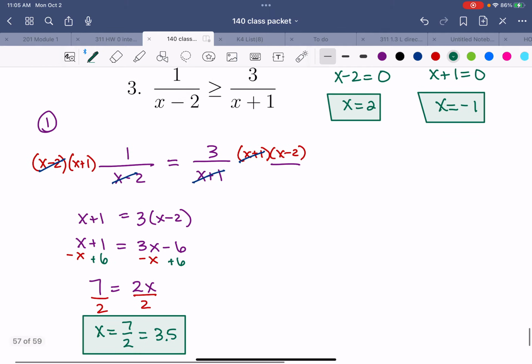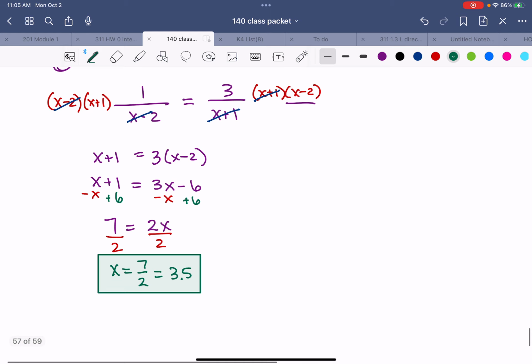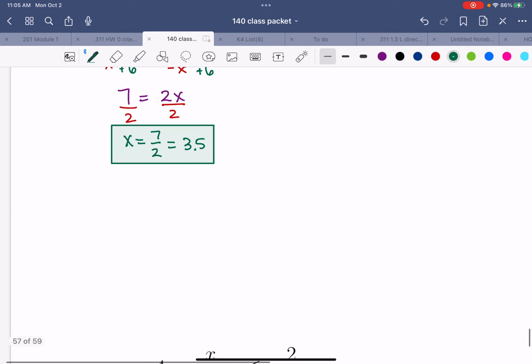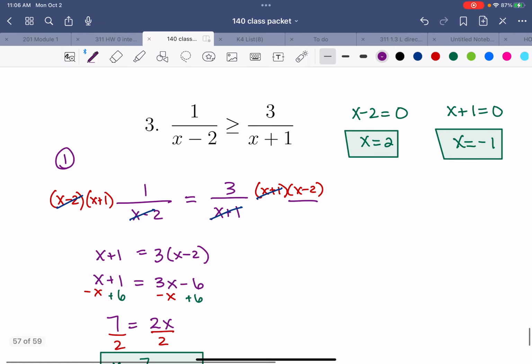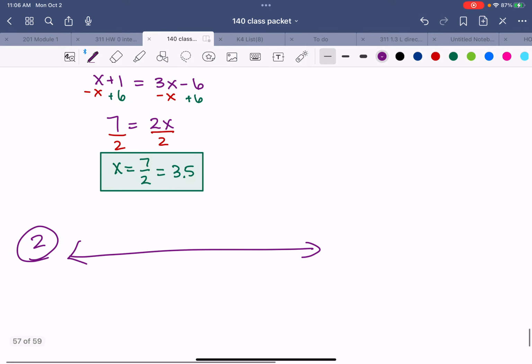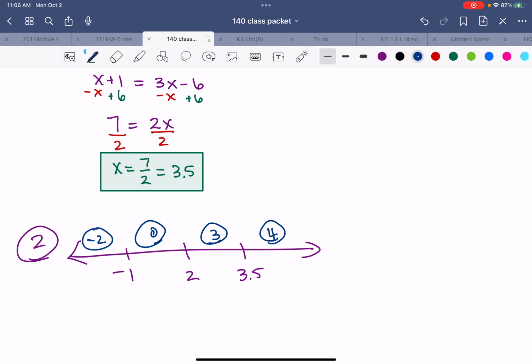Okay, so I've got the 2 that don't work, and I've got this third point that I found. Okay, so when I set up my intervals, I'm actually going to put all 3 points on there. So I've got negative 1, 2, and 3.5. So negative 1, 2, 3.5. And then I'm going to choose a test point in each interval. So I'm going to go with negative 2. 0 is in there. 3 is in this interval, and 4 is in this interval.